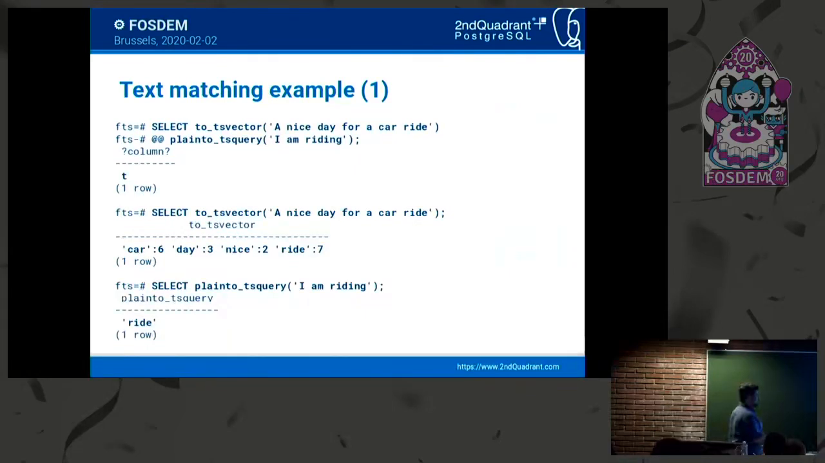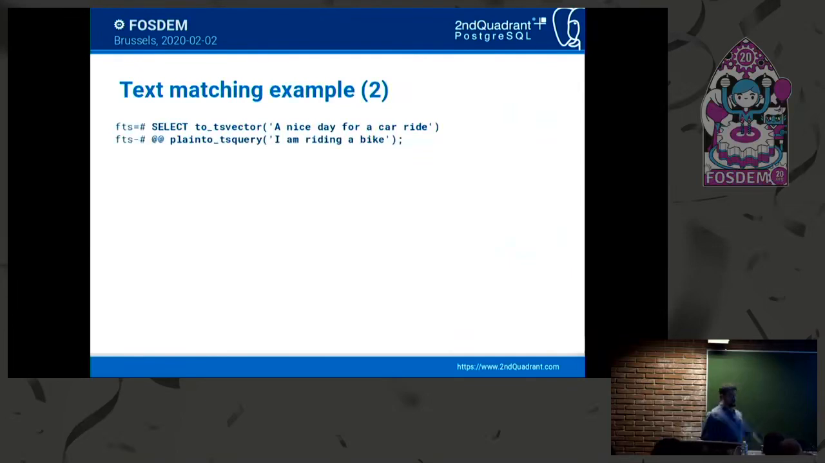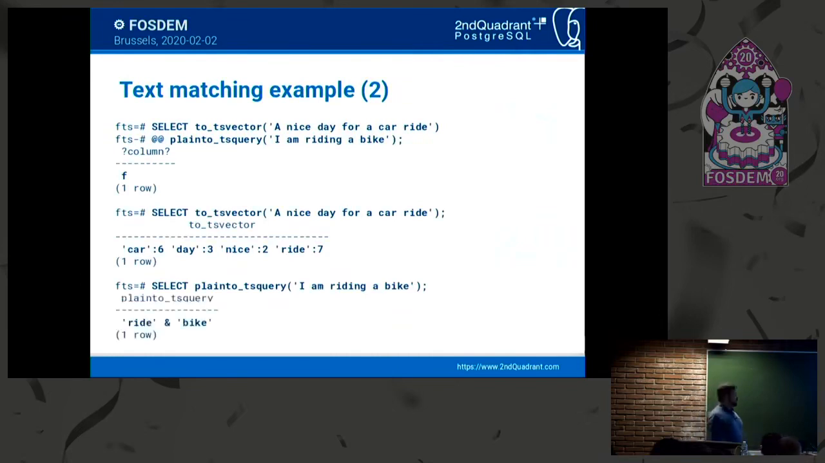So yes, it matches. It's one of those. Let's see something that doesn't match. If I select to_tsvector 'a nice day for a car ride' and my tsquery is 'I am riding a bike', does that match? No, it doesn't match, because plainto_tsquery stripped my query down to the two essential words, ride and bike. And bike isn't included, so the document isn't relevant to our search. It's not returned.